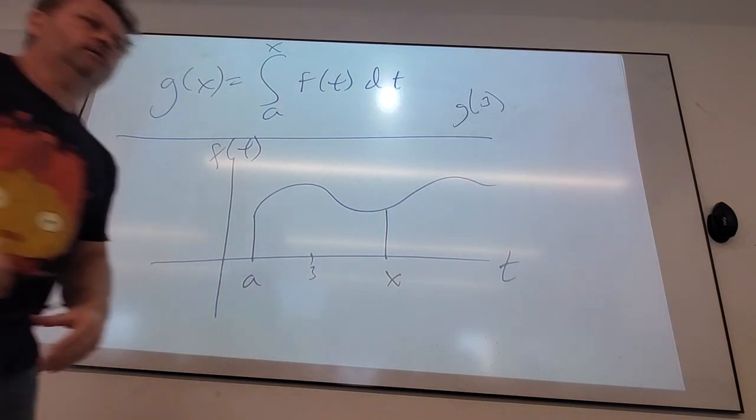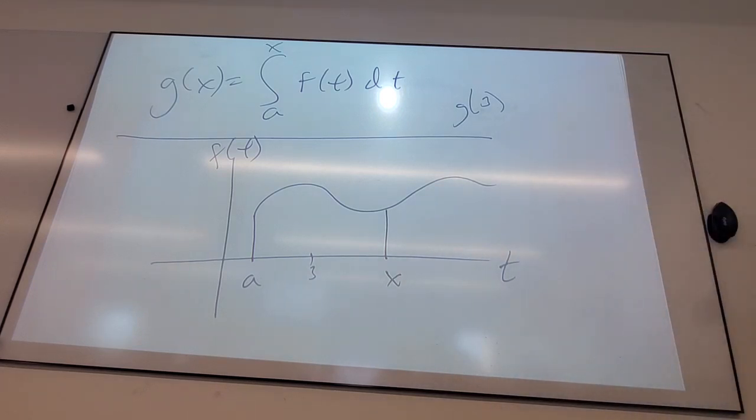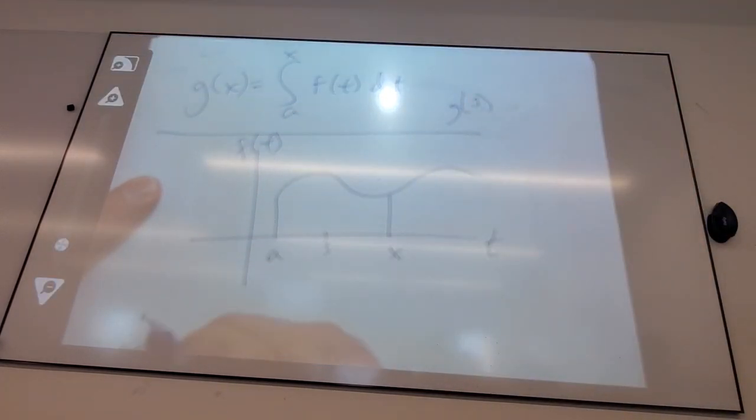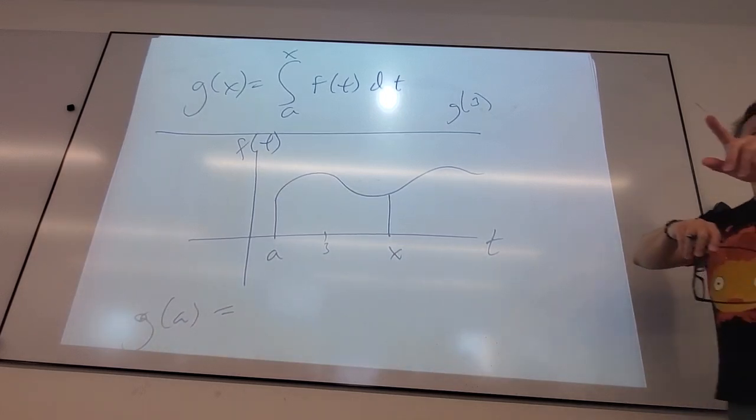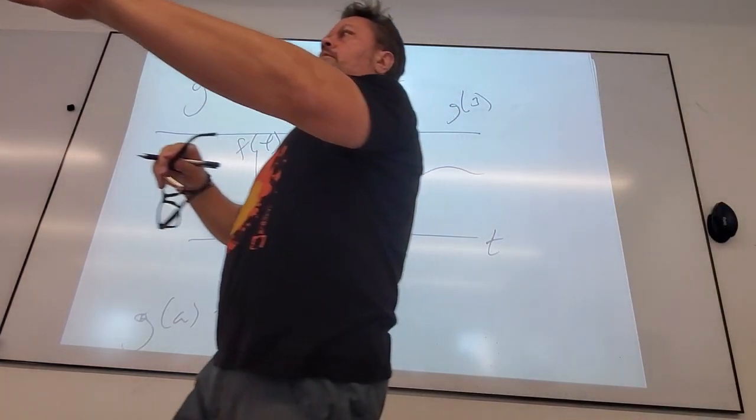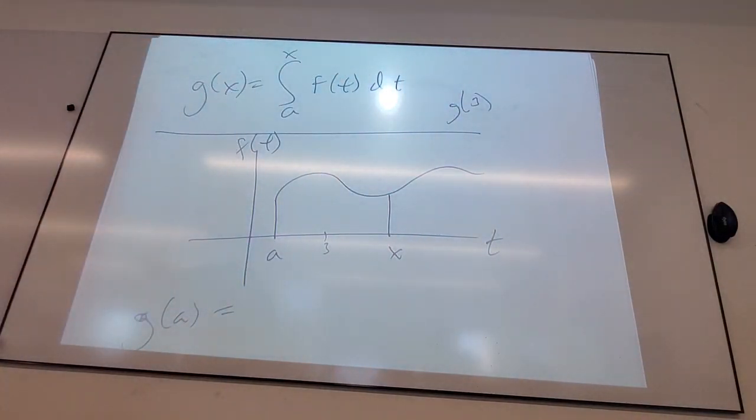So let me see if you guys are understanding this. What would g of a be? Why is g of a 0? If I put an a in, I'm finding the area from what to what? A to A. So what would the width be then? And if the area is width times height, the area is 0. Okay, cool.